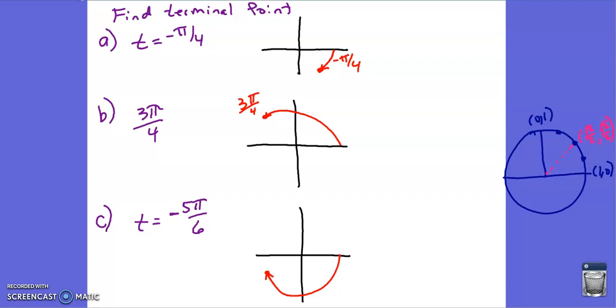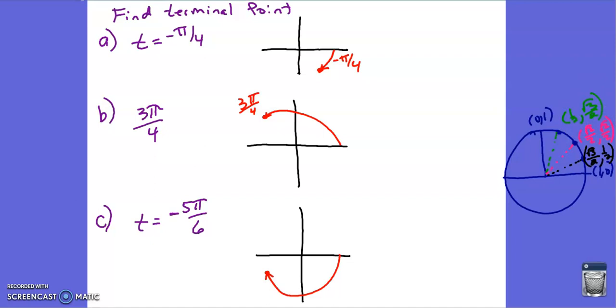This next one is a 30-degree angle, so the coordinate would be square root of 3 over 2, 1/2. And this last one, 30, 45, and 60, those are the 3 that you need to pay attention to. A 30-degree angle, 45, and then a 60-degree angle. So this would be 1/2, square root of 3 over 2.